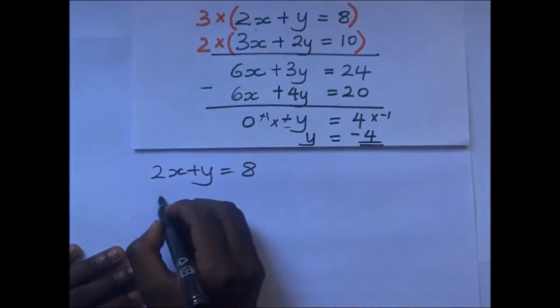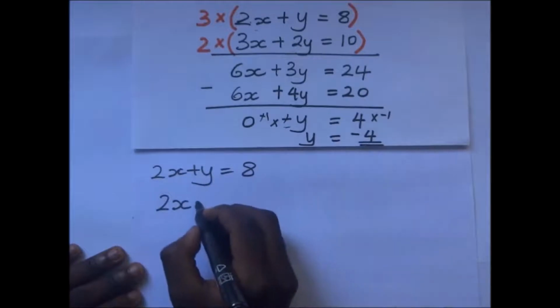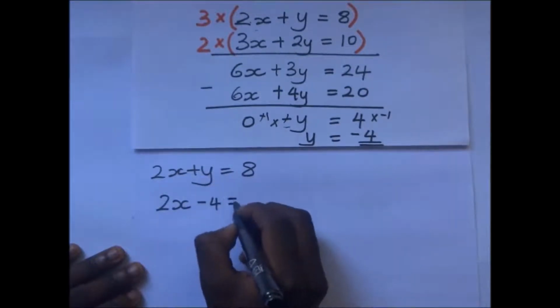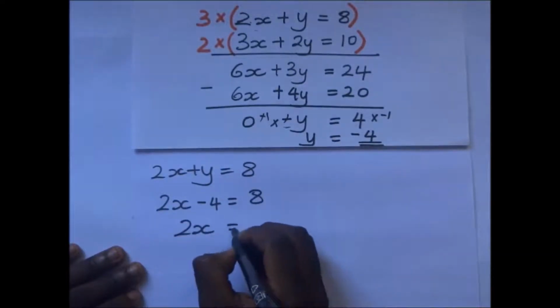So it's going to become 2x, y is negative 4, so it's going to become minus 4, is giving us 8. So this is going to become 2x, giving us 8 plus 4.